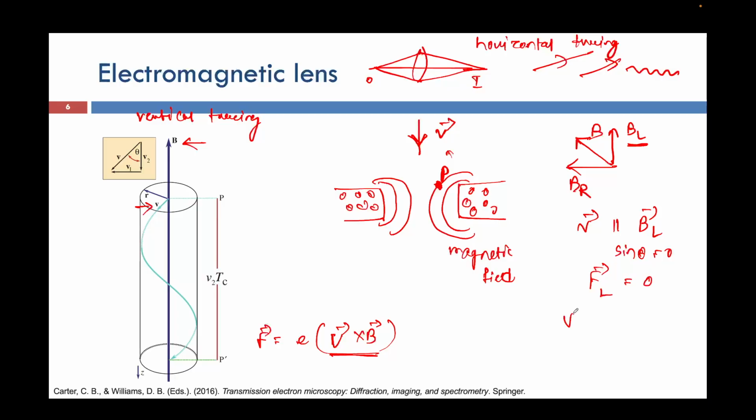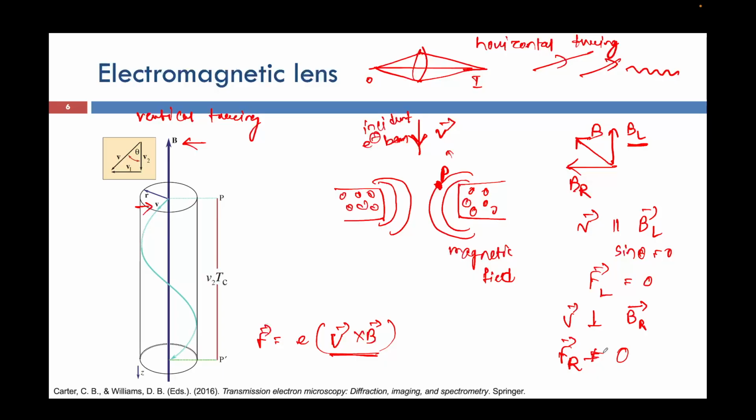However, the velocity will be perpendicular to the radial component of the magnetic field. So the force that my incident electron beam will experience due to this magnetic field will not be equal to 0. How do you calculate that? It will not be equal to 0, but I am not interested in the magnitude, I am more interested in the direction. What will be the direction of this force that I am getting?